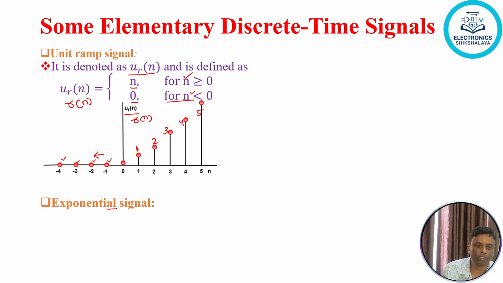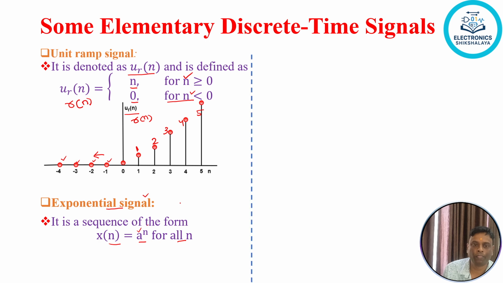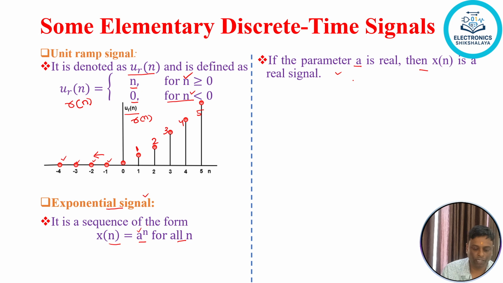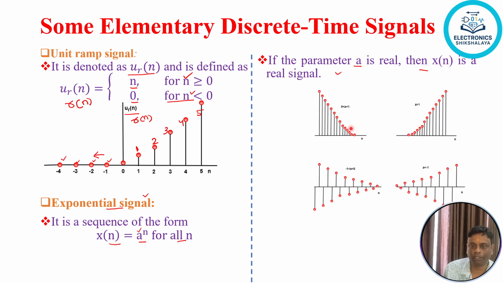So let us see the exponential signal. The exponential signal is in the form of x(n) equal to a to the power of n, for all n. This a can be real or complex. If a is real, x(n) is a real signal. We can see the diagram of this x(n) for real values of a.